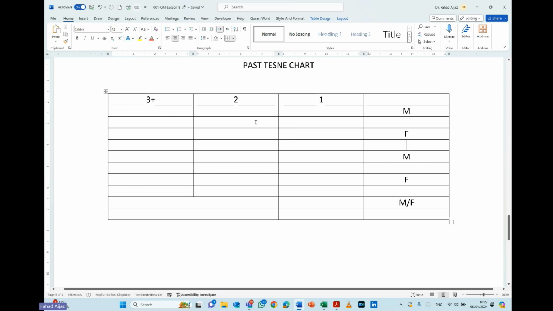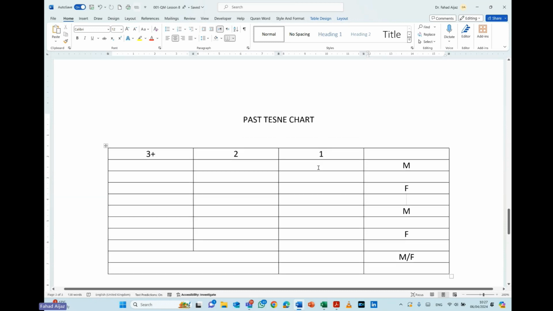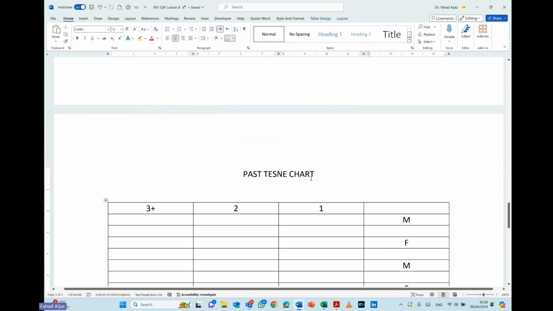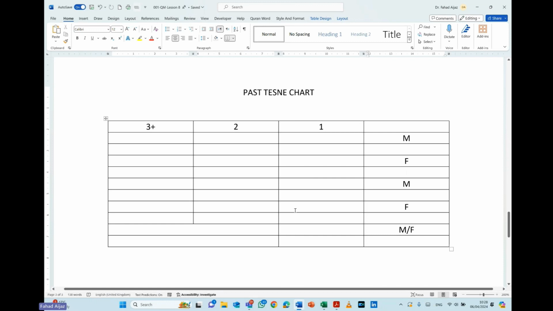Okay, so fi'ls are also singular, they are also pair, and they're also plural. They are also masculine, they're also feminine. One thing you should note before we start this chart is that the concepts you learned in ism being rafa, nasab, or jar, ism has status, number, gender, type, all of those things do not apply to fi'l.